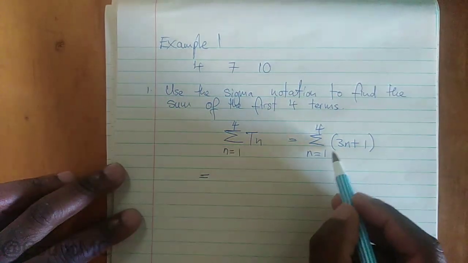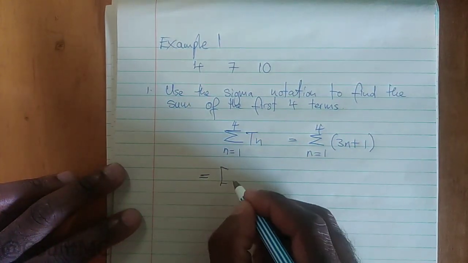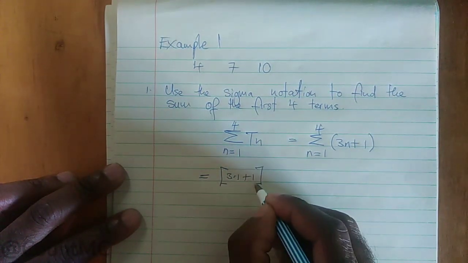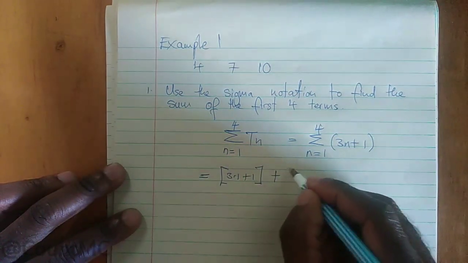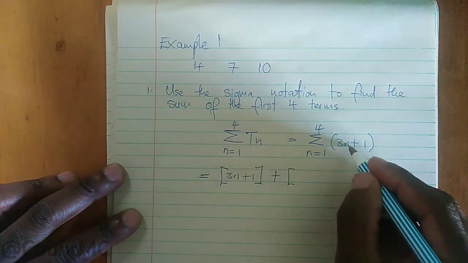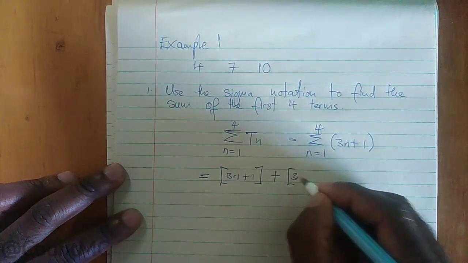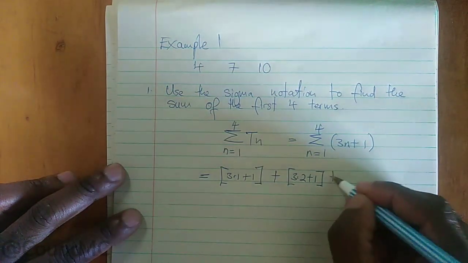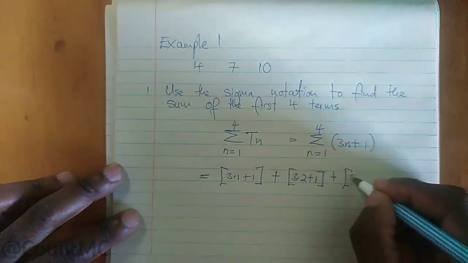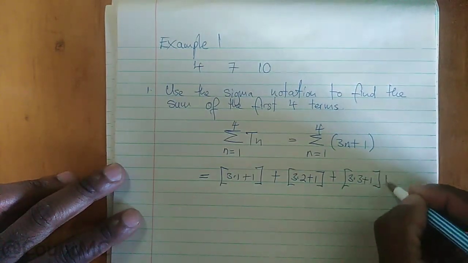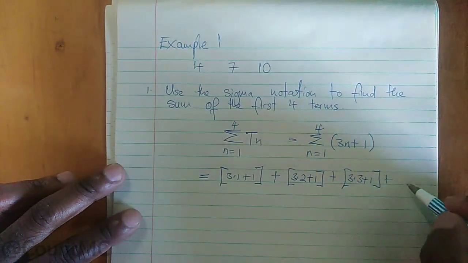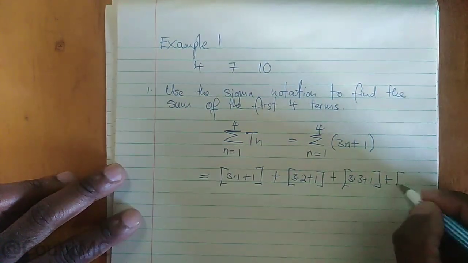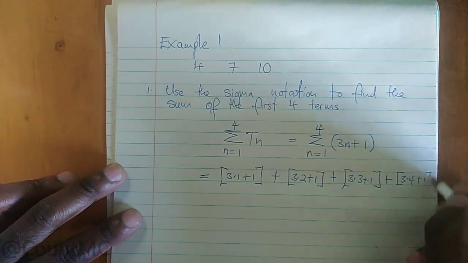When n equals 1, this will become 3 times 1 plus 1. Okay, we have to add, what's the second term? When n equals 2, 3 times 2 plus 1. Remember, we are substituting into n. Plus when n equals 3, 3 times 3 plus 1. And lastly, when n equals 4. Remember, you start from 1 and you add 1 at a time up to 4. So this will be 3 times 4 plus 1.